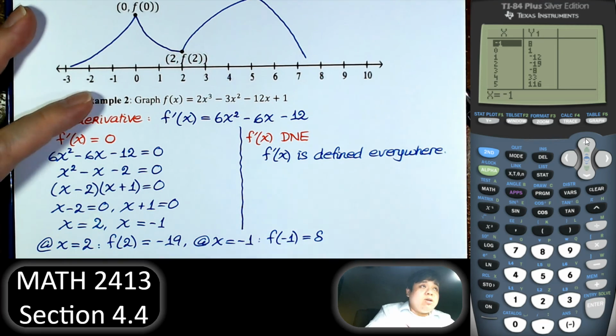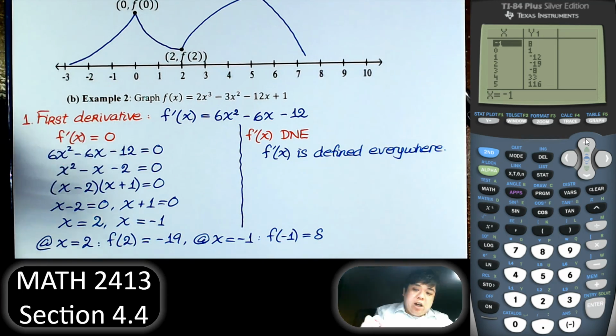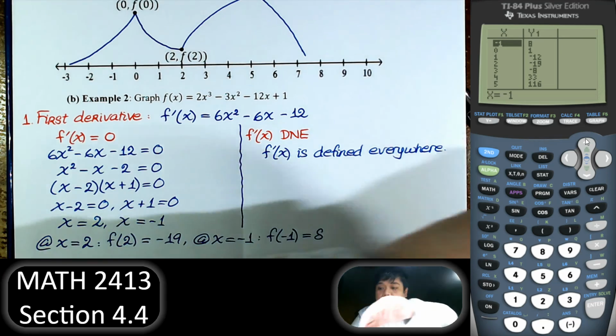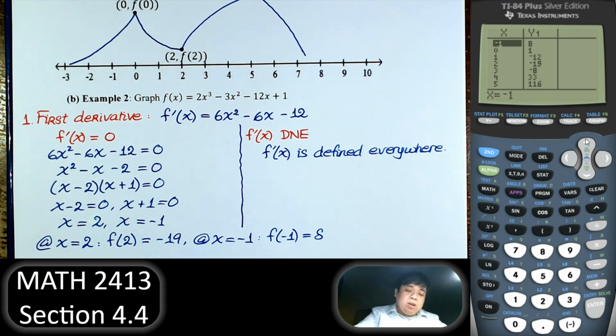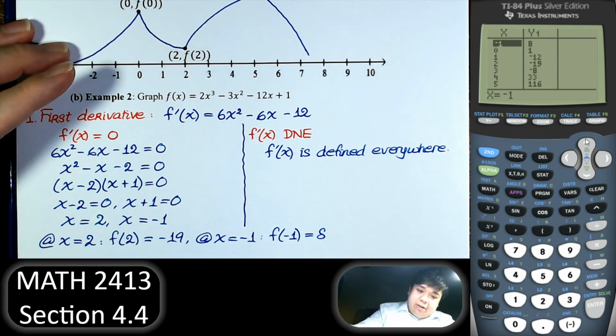Right, so we just write out the points. I won't do the sign chart yet. I'll get back to that in a minute. So that's what we have for the first derivative.